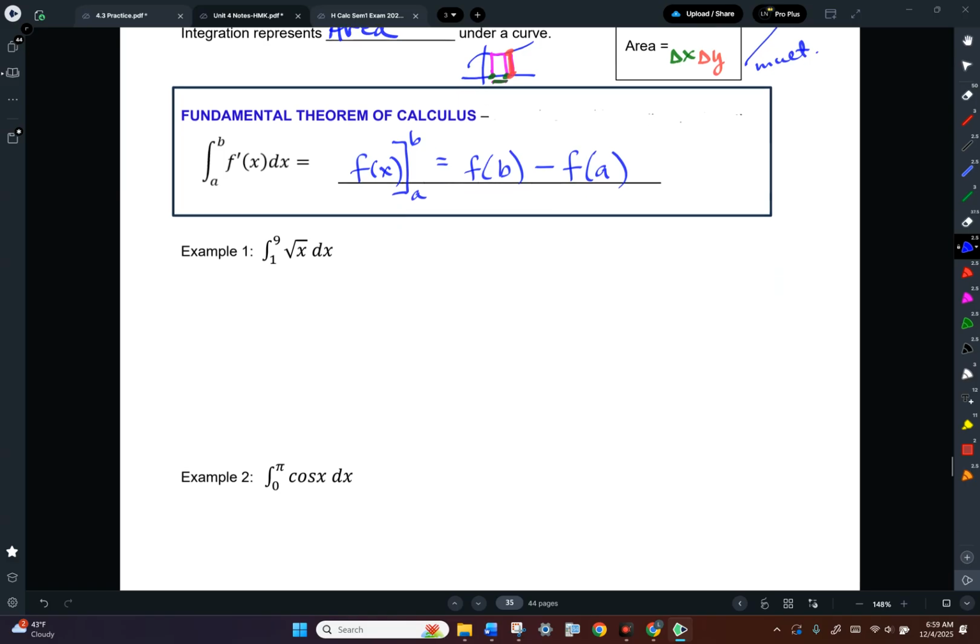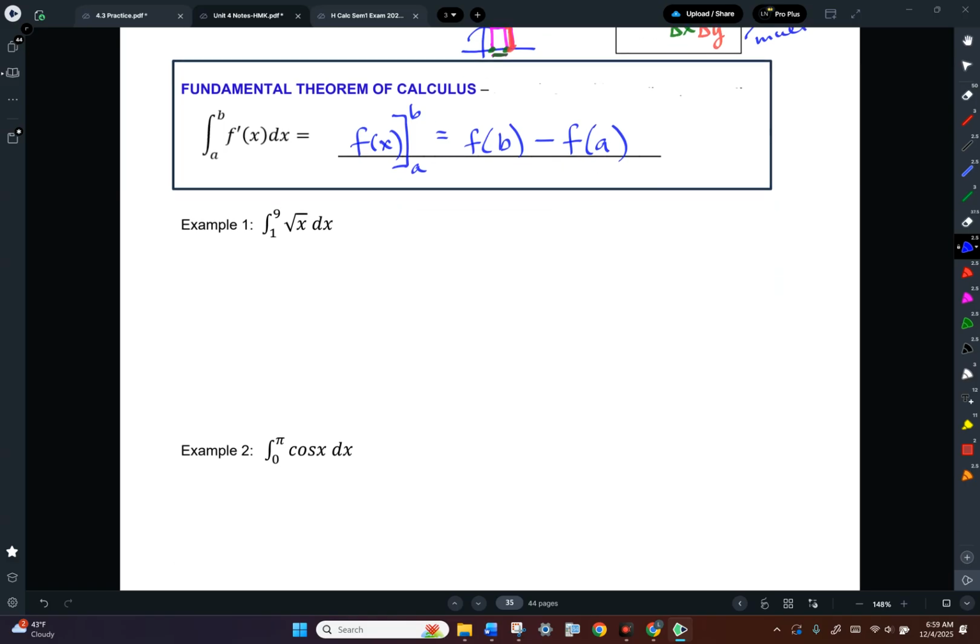So here's how it works. Number one, integral from 1 to 9 of square root of x. All right, forget the 1 to 9 for just a minute. Let's do the integration of square root of x. Now we're going to think of this as x to the 1/2, right? So if I integrate x to the 1/2, it's going to be x to the n plus 1 over n plus 1. And instead of saying over 3/2, I'm going to say times 2/3.